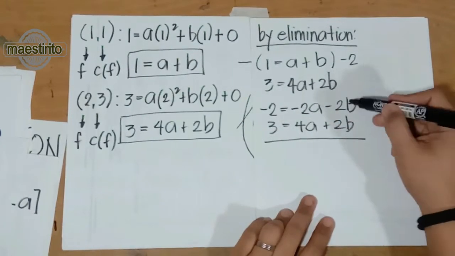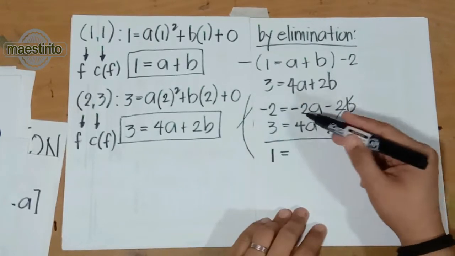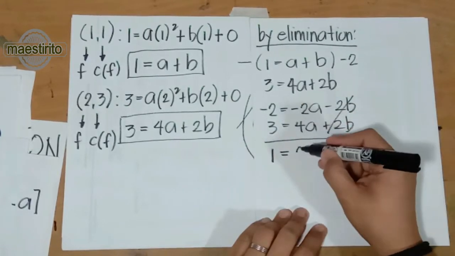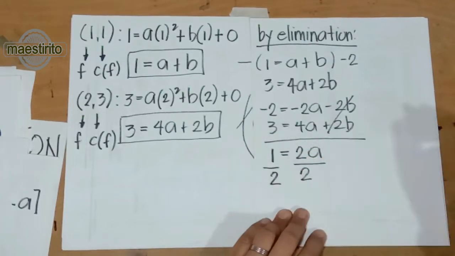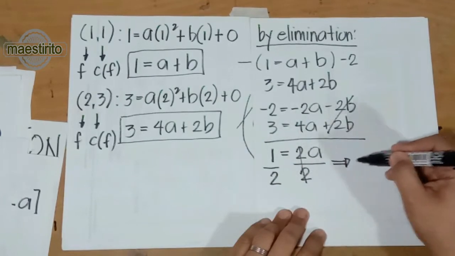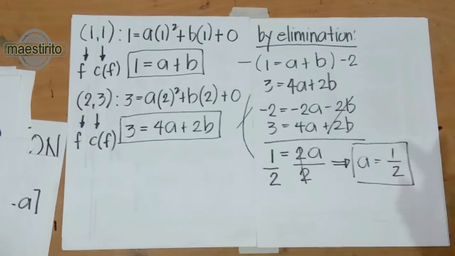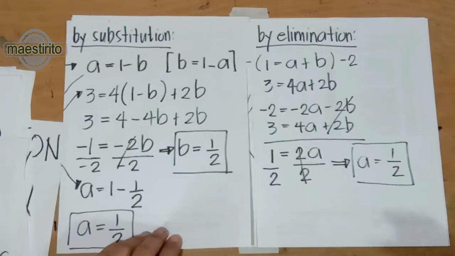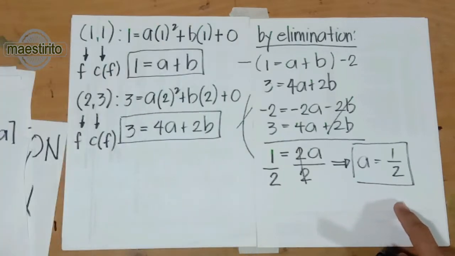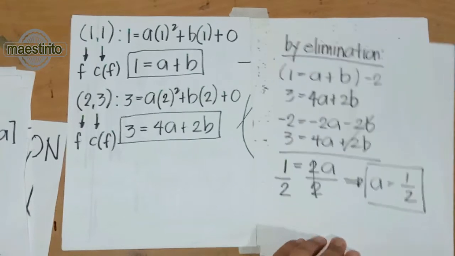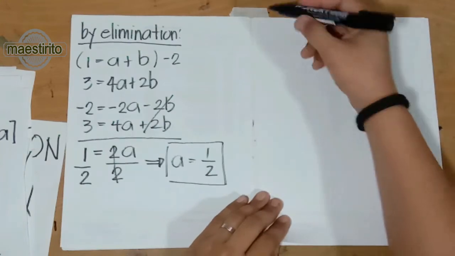So negative 2b plus 2b is 0. Negative 2 plus 3 is 1. Negative 2a plus 4a is 2a. Okay, there. Divide both sides by 2. Then this will give us a equals 1/2, which is the same as what we got by doing the substitution. So we already have the a. Let us now solve for the b by eliminating a.